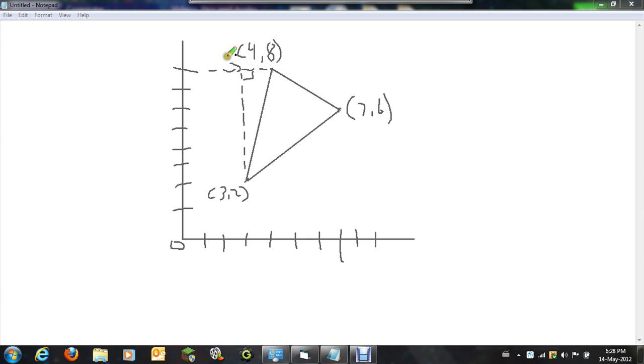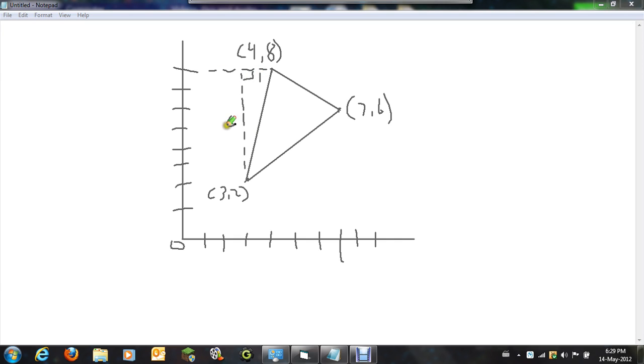So the distance from this point here to this point here is however many squares it takes up, which in this case is 1, 2, 3, 4, 5, 6. So this here is 6 long. Then we have this one, and we just use the bottom, and it is exactly 1. So this length is 1.